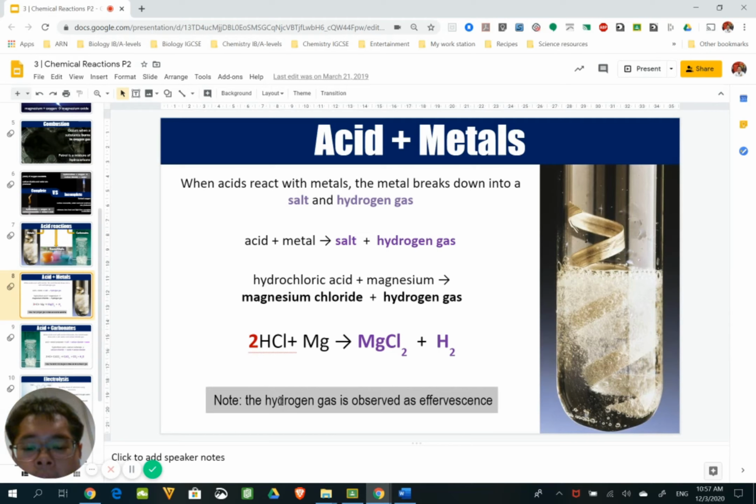Okay, so hydrogen gas here is produced as a byproduct to denote that the chemical reaction has occurred. Remember the chemical changes, the evidence that you're supposed to collect to identify a chemical change? Well, hydrogen gas is basically one of the evidences, yeah? And we normally don't call it gas, we call it effervescence, okay?